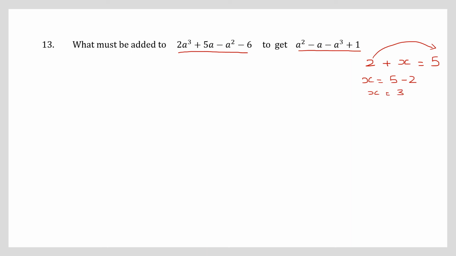So what should I do? I should take 5 minus 2. So this one should come first, and this should come second. Okay, so let me write that down first. A square minus a cube plus 1. Below that, 2a cube, put it here. 2a cube plus 5a minus a square minus 6.